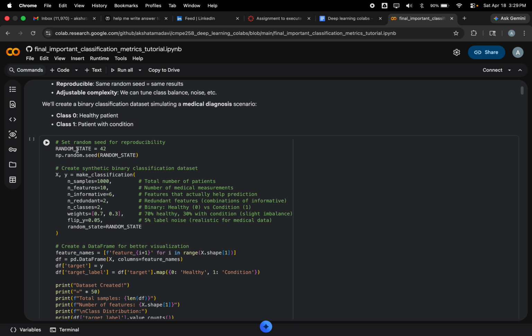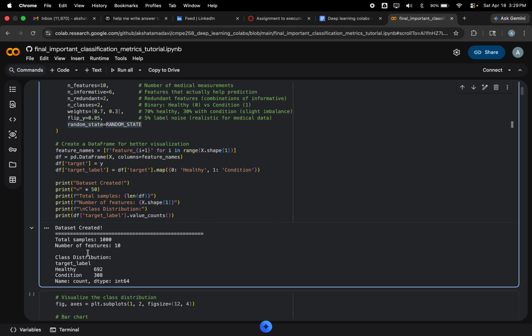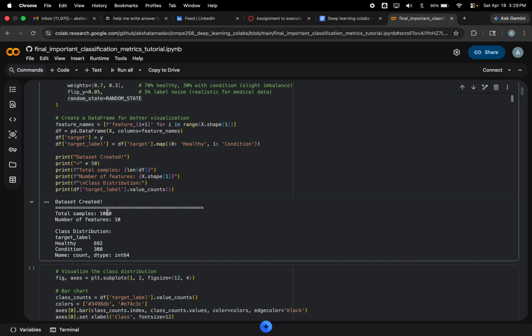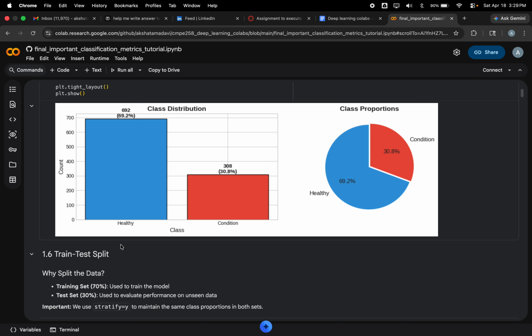So we are setting the random state as 42, and we are randomly creating the data. Now the data has been created. We have created a total of 1000 samples with 10 features. Then for class distribution we have healthy 692, and with condition we have 308 records. Here you can see the distribution. So we have 69.2% healthy samples, and 30.8% with the condition.